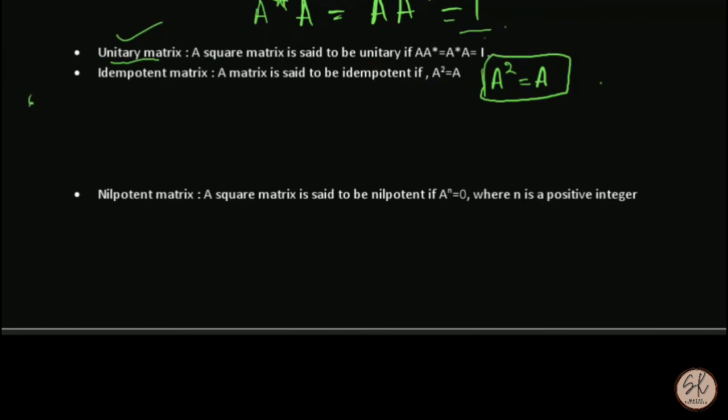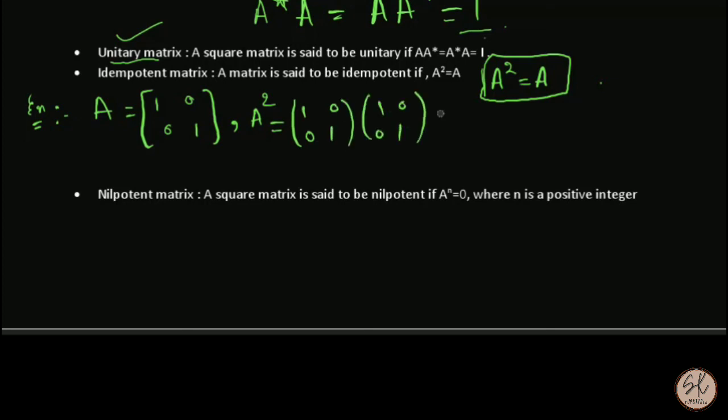Let us take an example. Let A be the identity matrix [1 0; 0 1]. Then A square is equal to [1 0; 0 1] into [1 0; 0 1]. First row into first column is 1, first row into second column is 0, second row into first column is 0, and second row into second column is 1. So this is equal to A. Hence this is an idempotent matrix because A square is equal to A.